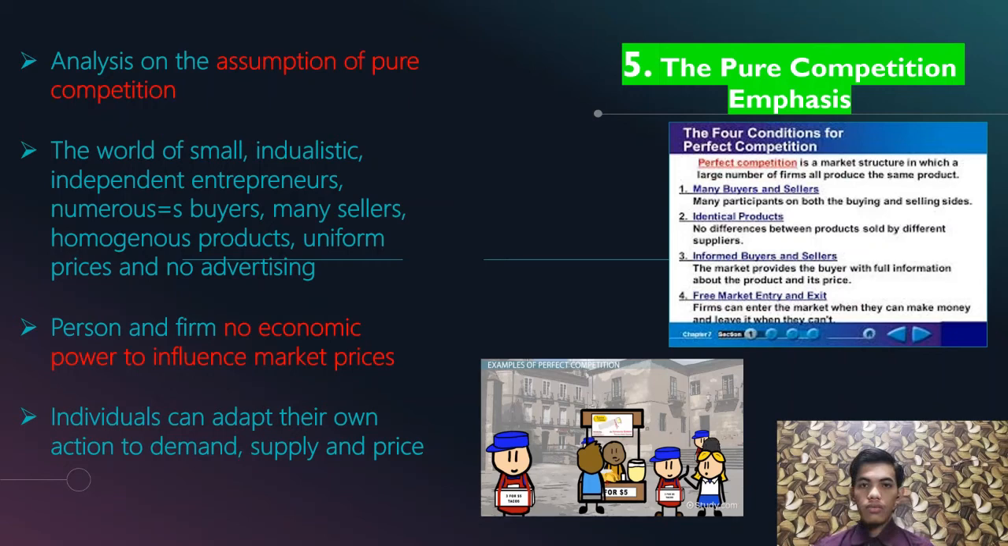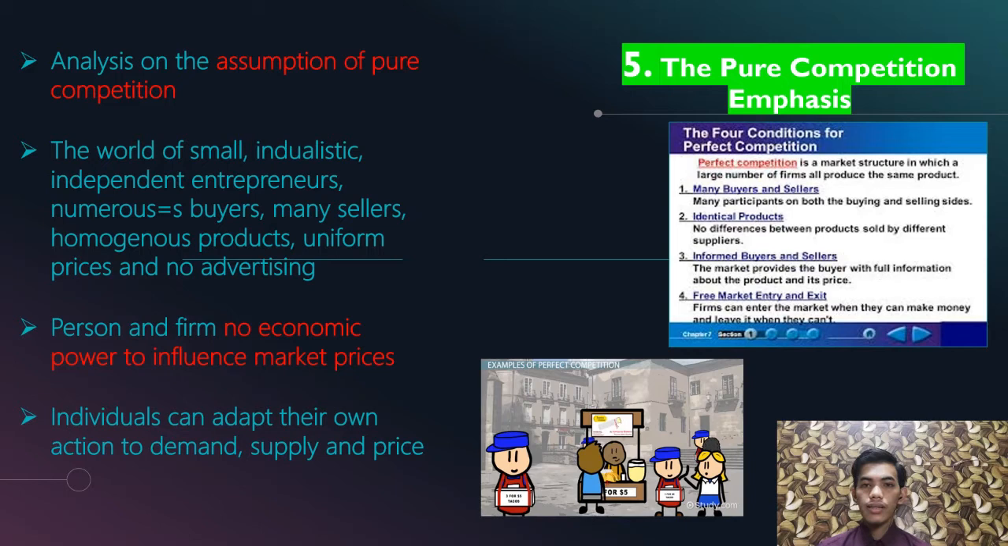The fifth major tenet is the pure competition emphasis. Pure competition is known as perfect competition. The marginalists normally base their analysis on the assumption of pure competition. This is the work of more individualistic, independent entrepreneurs, numerous buyers, many sellers, homogeneous products, uniform prices, and no advertising because all products are the same.